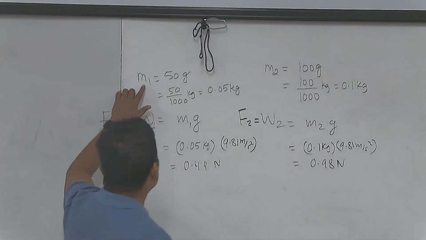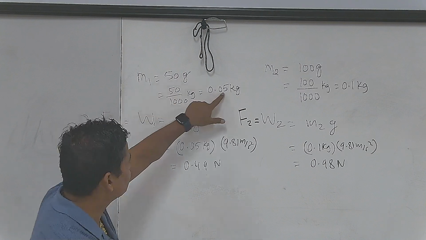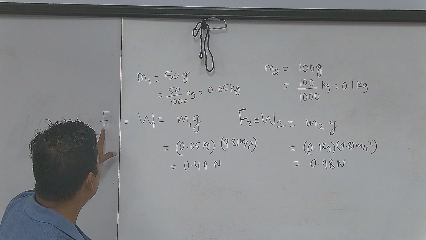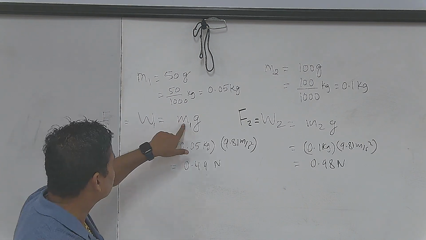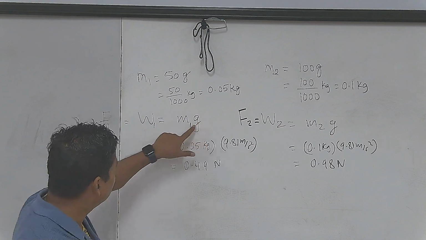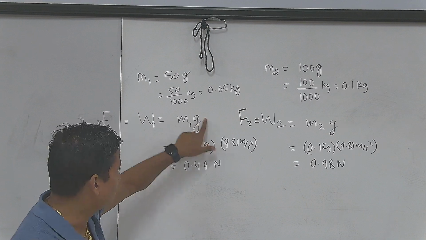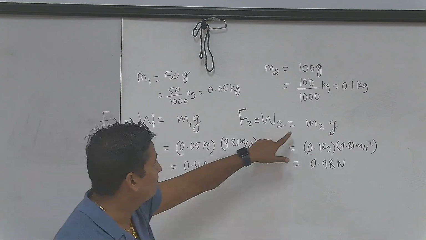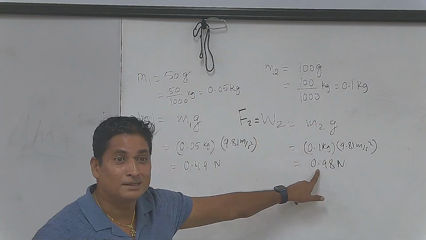Like I show here, if the mass is 50 grams, we convert the 50 grams into kilograms, it is 0.05 kilograms. And then the force would be the weight, the weight force by gravity. So mass 1 times the acceleration due to gravity. The mass 1 is 0.05 kilograms and the acceleration due to gravity on the earth is 9.81, that gives you 0.49 newtons. Similarly, for 100 grams you have 0.1 kilograms, that gives you 0.98 newtons.